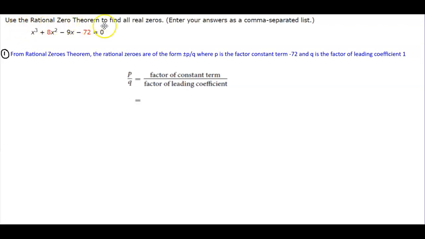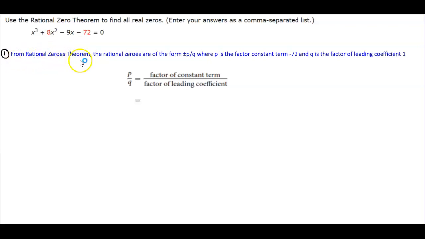Use the rational zero theorem to find all real zeros and enter your answers as a comma separated list. Here the function is x cubed plus 8x squared minus 9x minus 72, which is equal to 0.